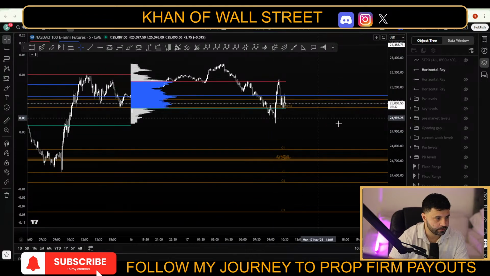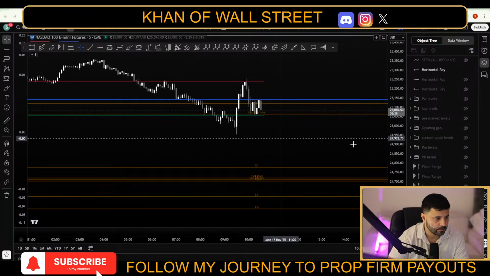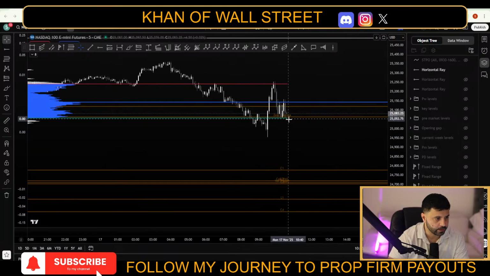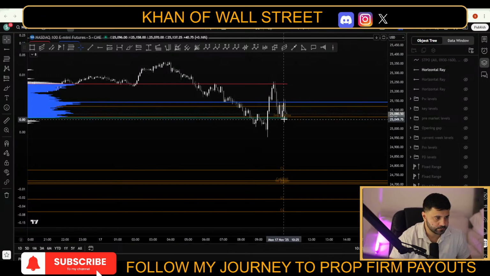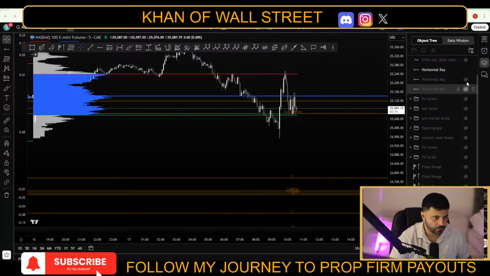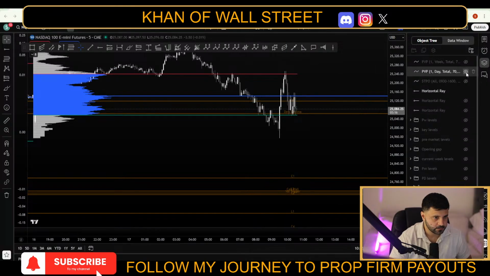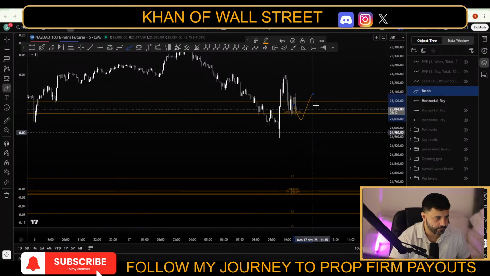Retest of the value area low. This could support again. But I'm not gonna try my luck there again. Because now you can have a lot of stops under these. The market will probably try to flush them, stops, and then reverse it, maybe.